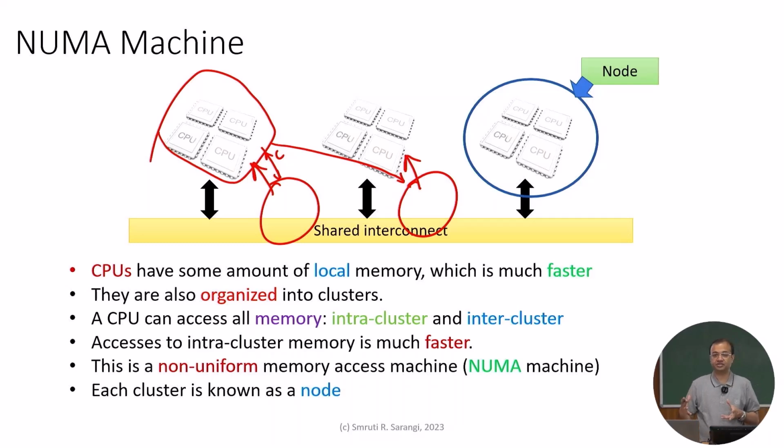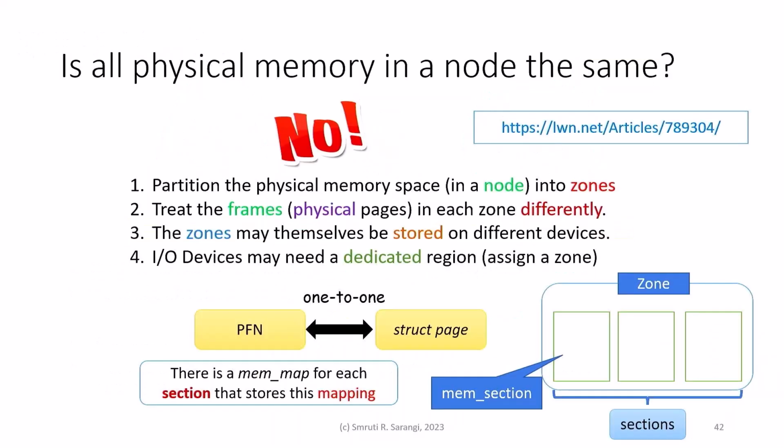So on such NUMA machines, it is important to organize memory differently, such that the notion of proximity comes in, such that the OS knows that if, let's say, a given cluster is accessing this set of pages frequently, I will place this much of memory close to this CPU. So this is why all the physical memory is not the same. If you consider any NUMA node, then there is a need, from its point of view, to partition the entire physical memory space into zones. And then the pages in each zone have to be treated differently.